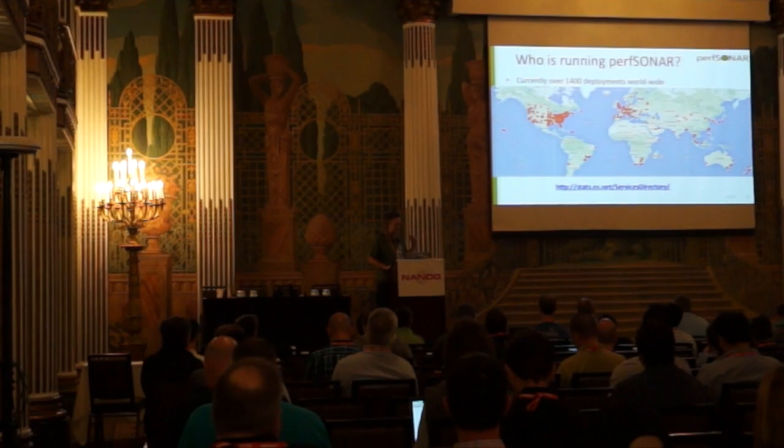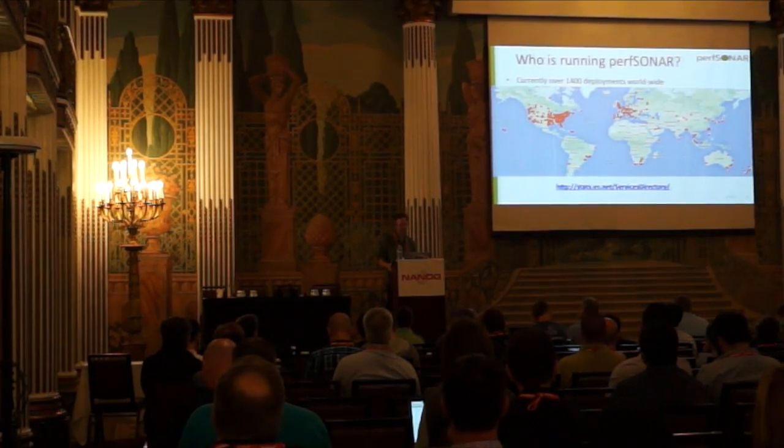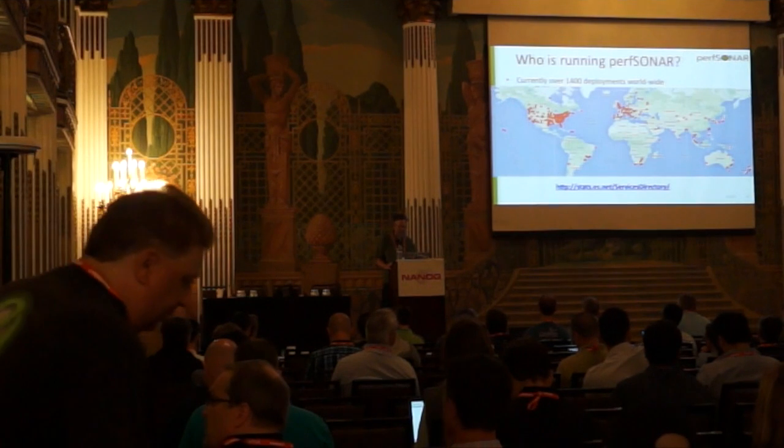Now, these are the ones that choose to register themselves in the global public lookup service. We estimate there's probably at least that many more that aren't, that people don't want the world to know about them. And just because they're in the global lookup service doesn't mean you can necessarily run tests to them. Different people have different ACLs in front of their hosts. But you can at least get the email address of the sysadmin of that host and say, hey, please, could you change your ACL so I can run some tests to you? And in general, people are pretty willing to do that.